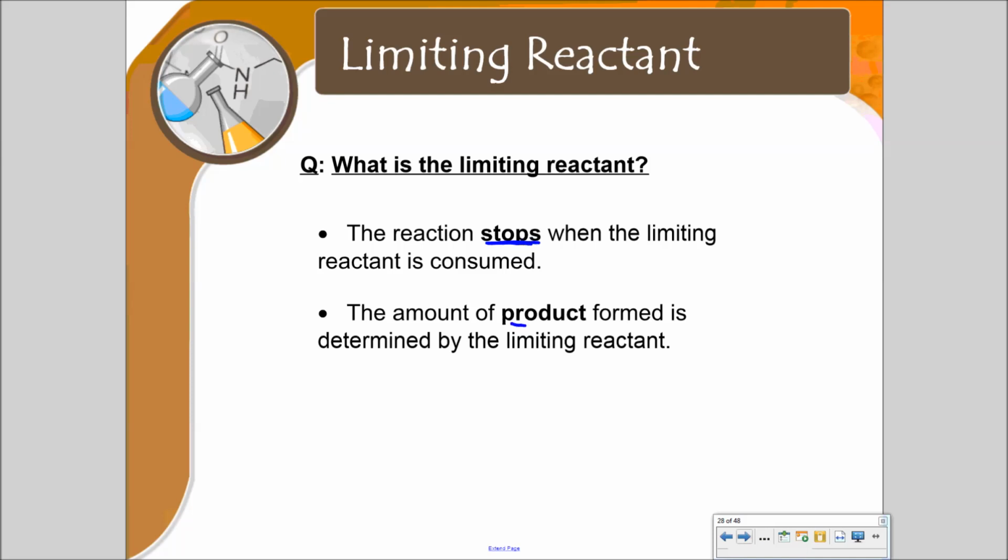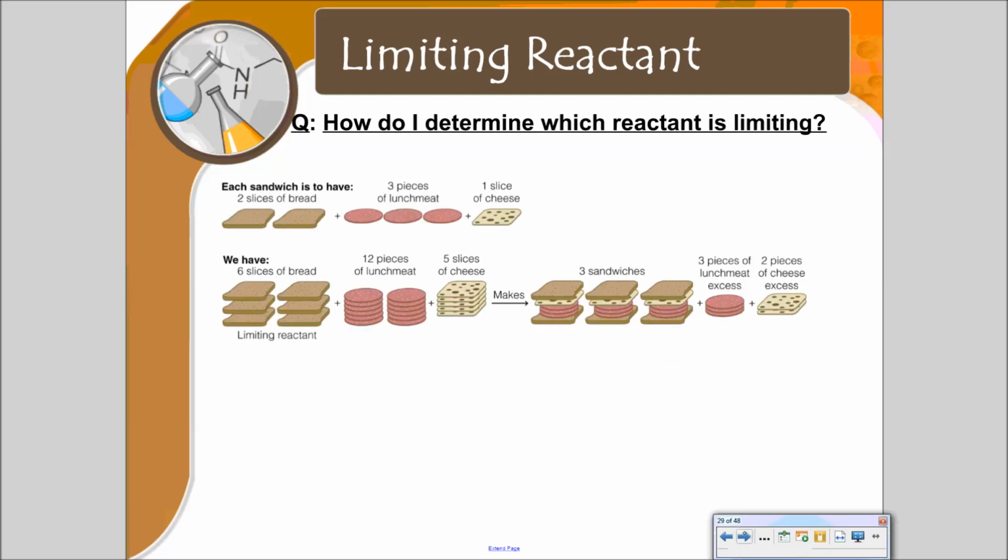The amount of product formed is determined by the limiting reactant. So whichever reactant produces the least amount of product, that would be your limiting reactant. This is just a little analogy to put it in everyday terms. If you're trying to make a sandwich, and in our sandwich we're going to have 2 slices of bread, 3 pieces of lunch meat, and a slice of cheese.